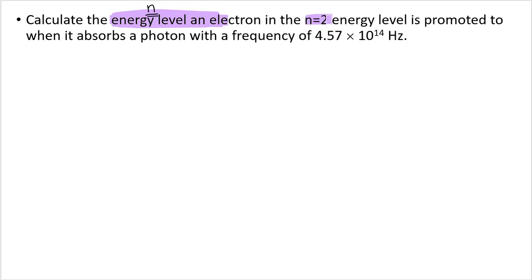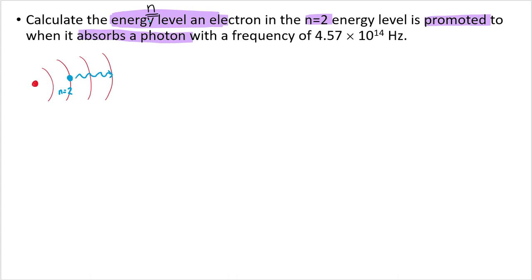We have an electron in n equals 2. We know that it is being promoted because it is absorbing a photon. So think about what we have in our atom. We have the proton in the nucleus. We have n equals 1, n equals 2, n equals 3, n equals 4. We have an electron in n equals 2. We're giving it energy. That means that it's going to be promoted.